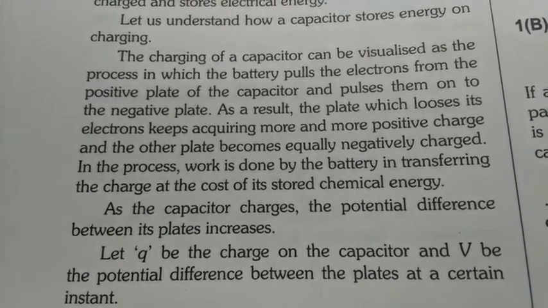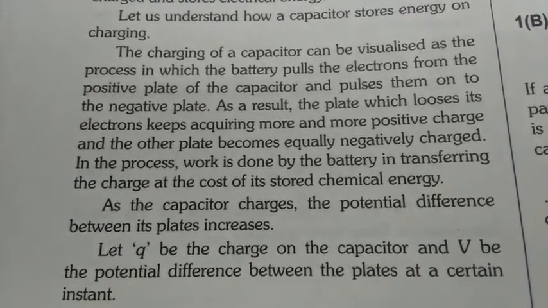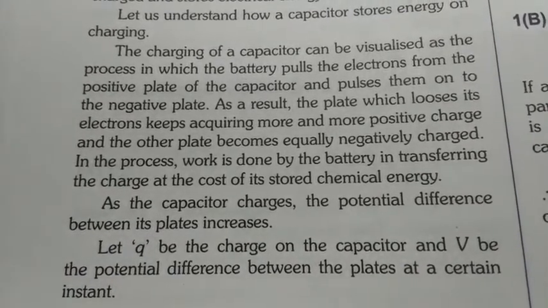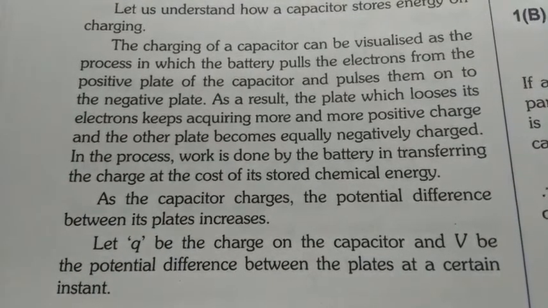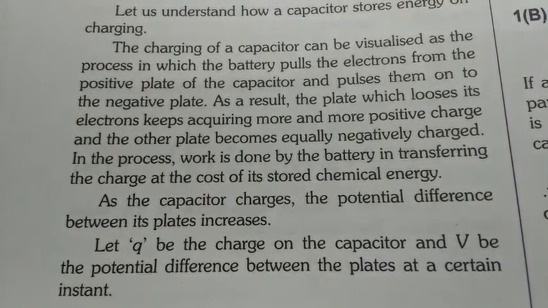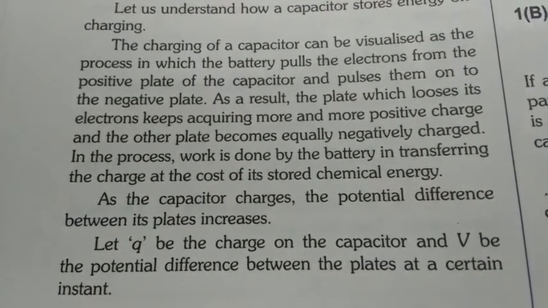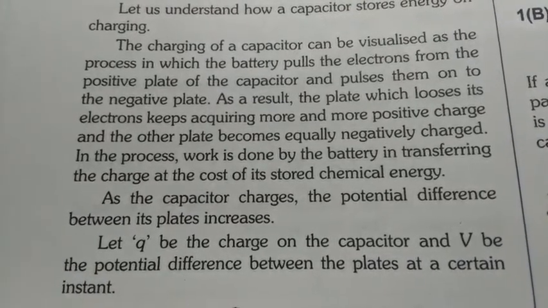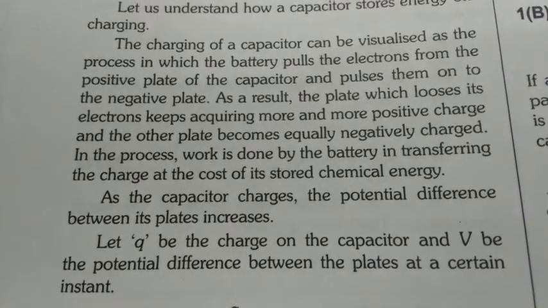Okay, in this process work is done by the battery in transferring the charge, at the cost of its stored chemical energy. As we all know, batteries are of various types. Here we are using a chemical battery, a battery inside which chemicals are stored. So when the charges are transferred from one plate to another in the capacitor, some work is done by the battery, and that work is done by the energy stored in the battery in the form of chemical energy.